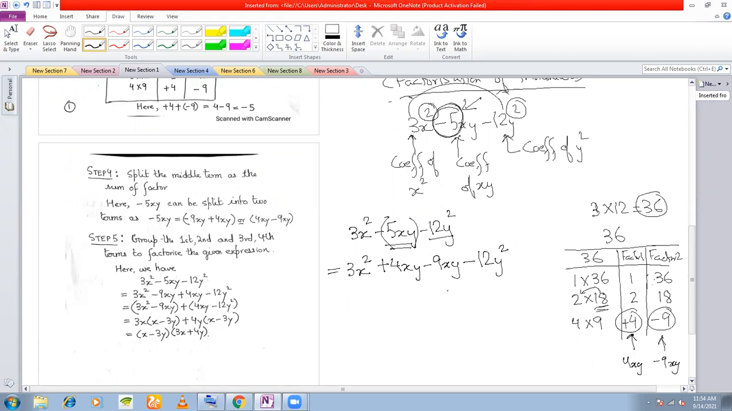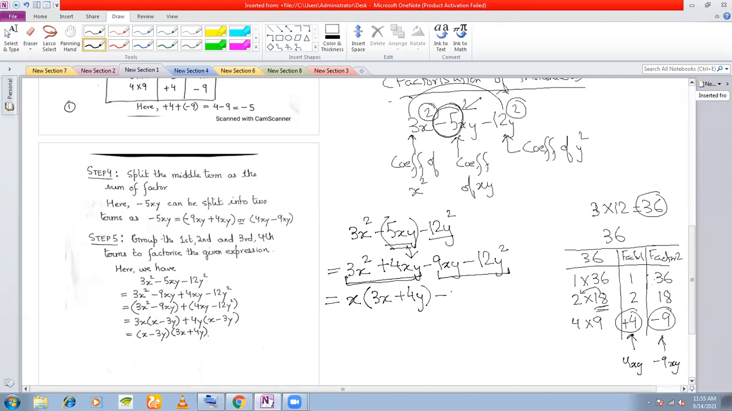Okay, so this is what you will get. We have broken the 5xy as 4xy plus 4xy and minus 9xy. Now what you do is you group these two together and take out the HCF. What is the HCF of these two? HCF of these two is x. If you take out x from these two, what are you left with? Here you are left with 3x, and here you are left with 4y, right? Minus.